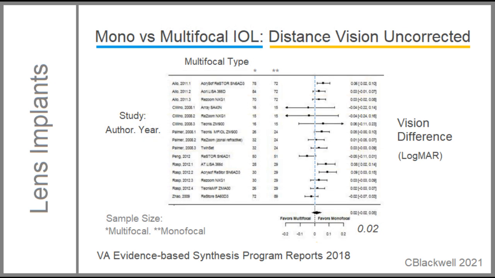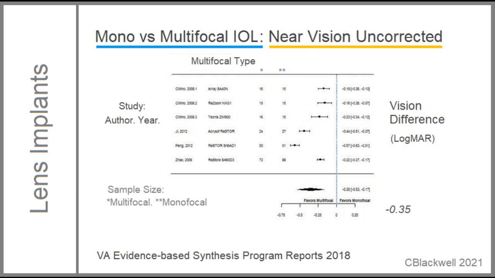Question number 1. How do multifocal lenses compare to monofocal lenses regarding distance vision? You don't want to make a significant compromise here. This analysis involved 15 studies of multiple lens types. It compares the difference in uncorrected distance vision between the two types of lenses. The diamond at the bottom is the average of all the study results. The vertical blue line is 0 difference. The result for distance vision is very close to that line, showing minimal difference between the lens types.